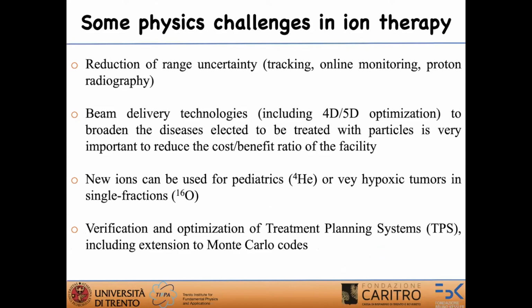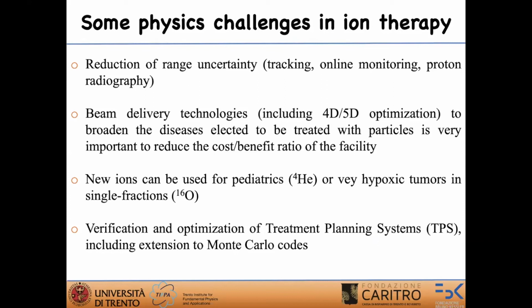Before I get into how we can use it in our favor, I just want to tell you what some challenges in ion therapy are. The reason I want to say that is because one of the challenges is what we are going to address. There are many challenges in ion therapy, as you might imagine. Some of them are pure physics. Some of them are more biological or clinical.